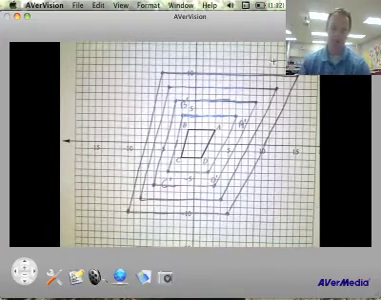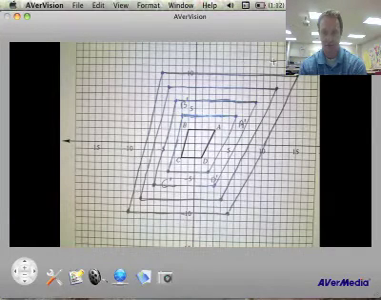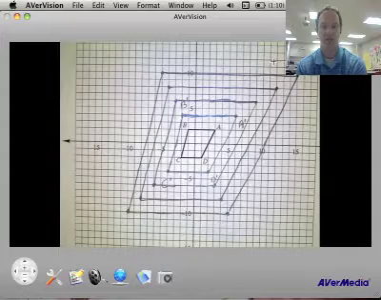So I've got a question for you. Which of the 4 transformations, a reflection, a rotation, a dilation, or a translation, change the shape of an object? Go ahead and click on the correct answer on your screen.